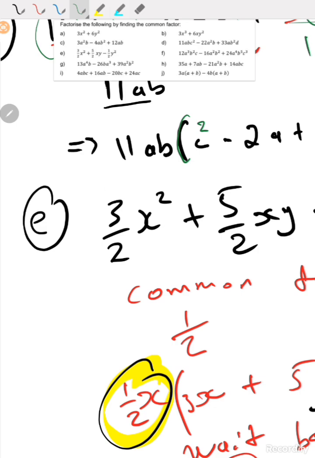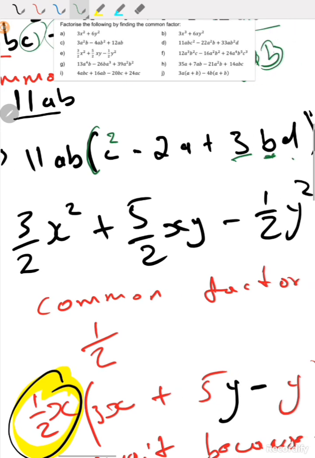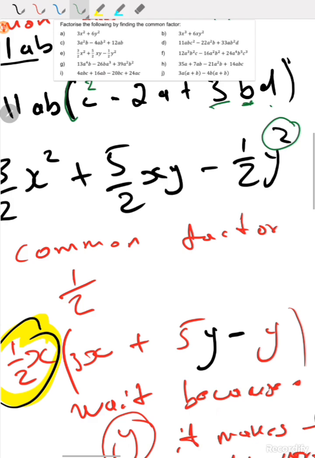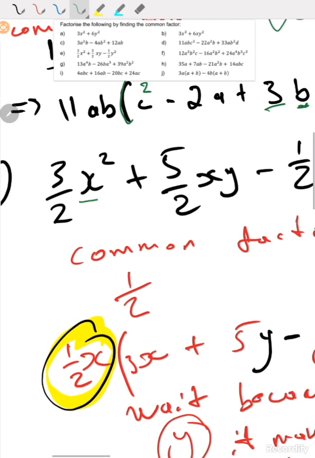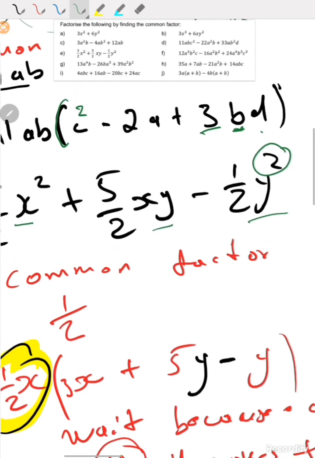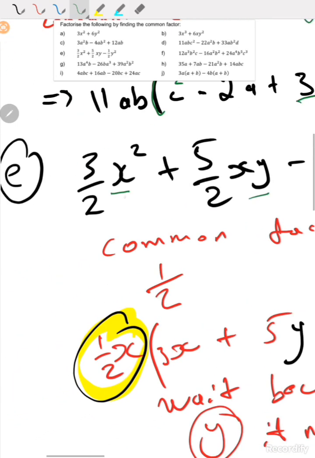Number E, sorry. We have 3 over 2x squared plus 5 over 2xy minus 1 over 2xy squared, sorry. So because of that, remember, check all these things. Here we have x, here we have x and y, here we have only y.